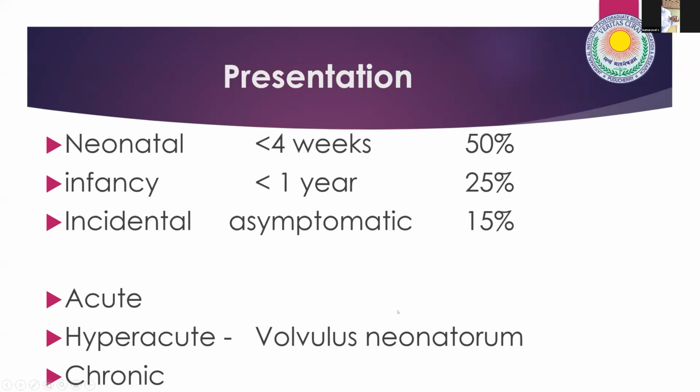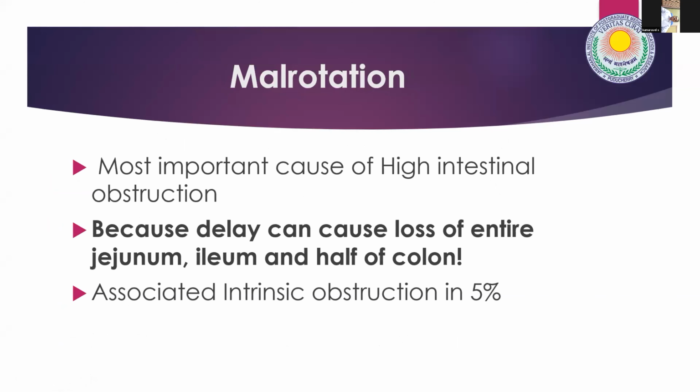Hyperacute presentation occurs in about 5%, which indicates volvulus neonatorum, where no time should be lost at referral or surgery. It is the most important cause of high intestinal obstruction, because delay can lead to loss of the entire jejunum, ileum, or half of the colon. And this child is unsalvageable in our current scenarios.